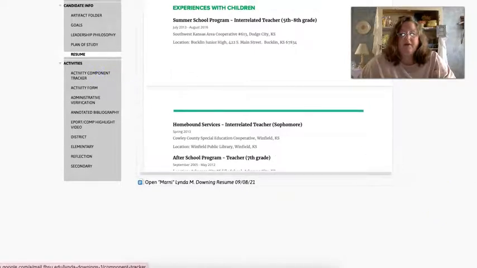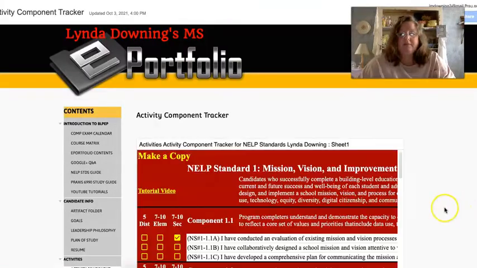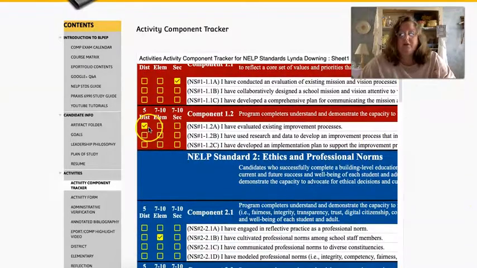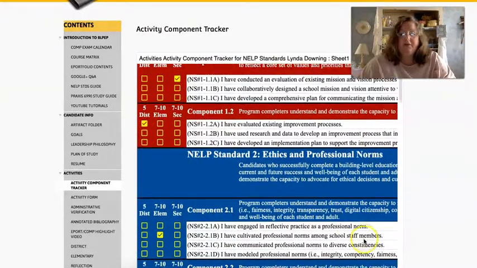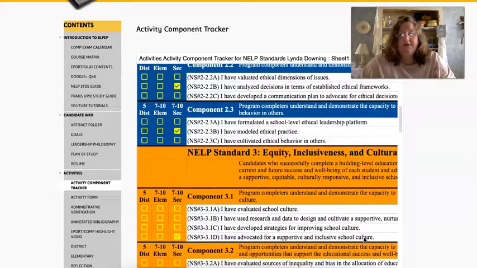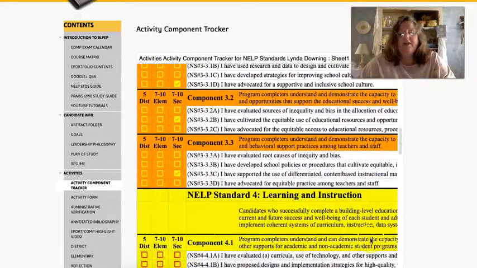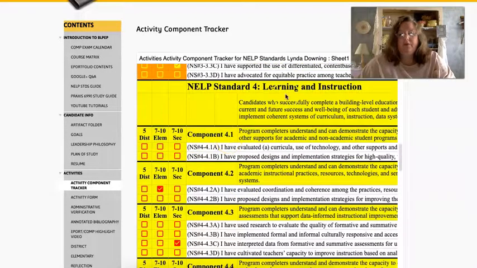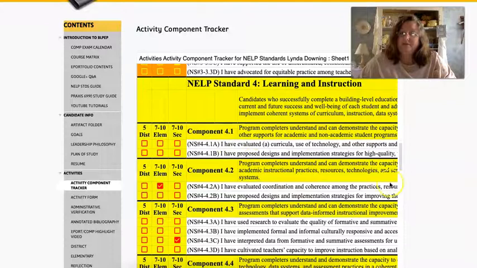Next, we'll talk about my activity component tracker. Here is my completed tracker. You can tell that I have marked off the various components that I have completed. I was able to find an activity for all but one, which is here: Component 4.1 for standard learning and instruction. I tried very hard to find an activity to complete that, but I was unable to find one.